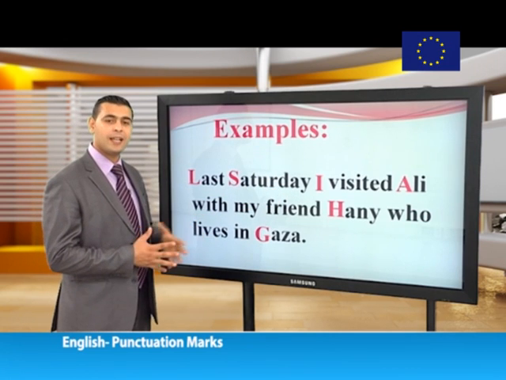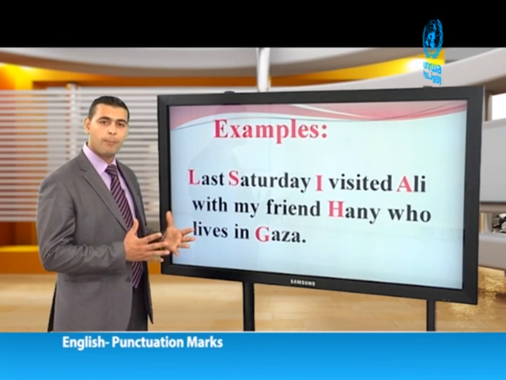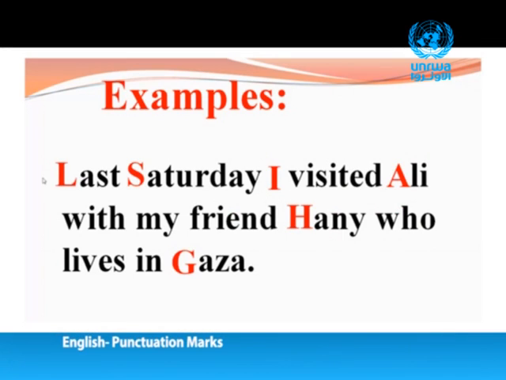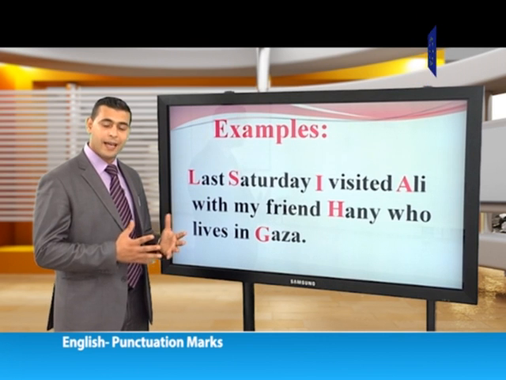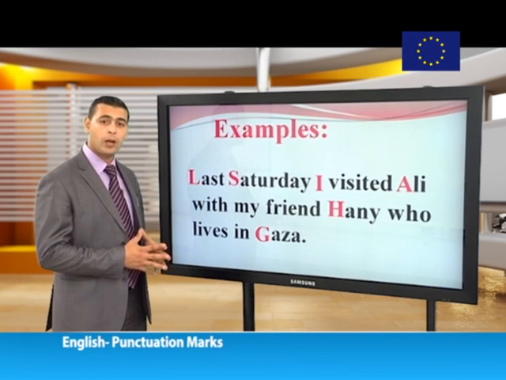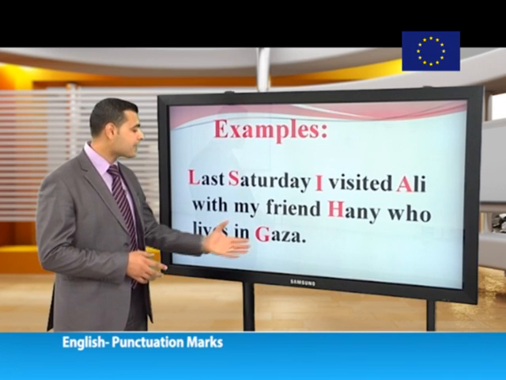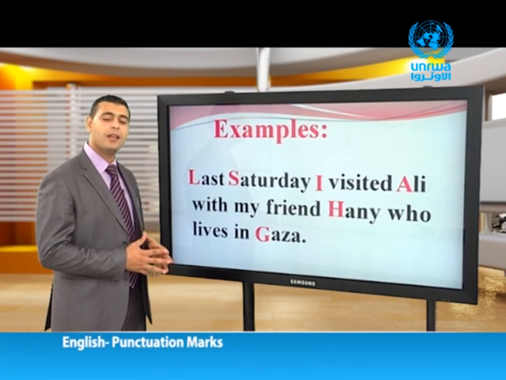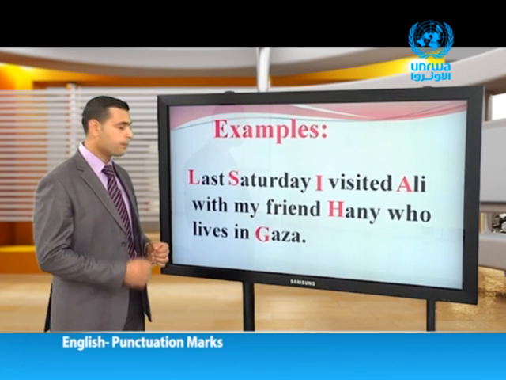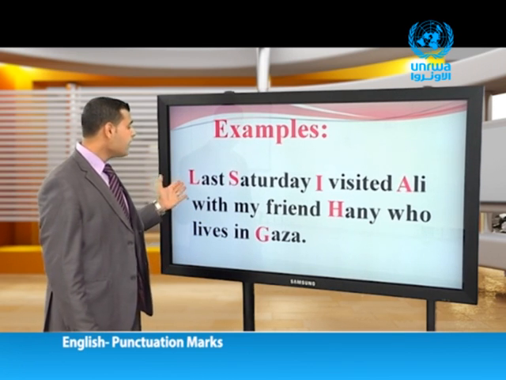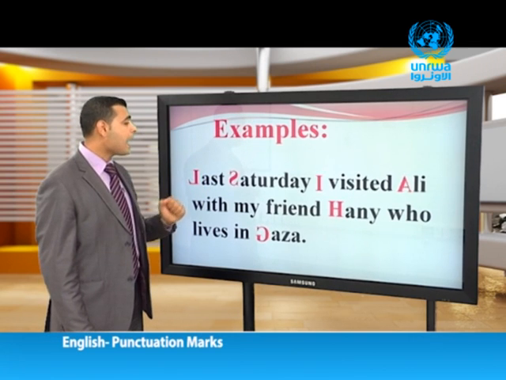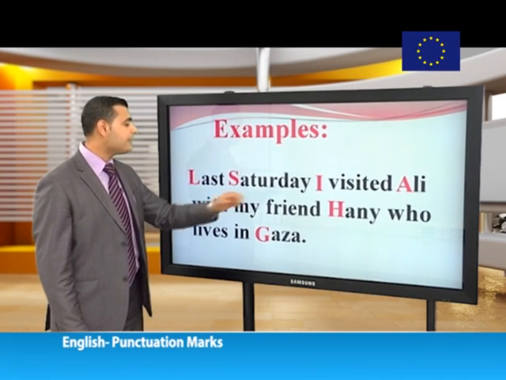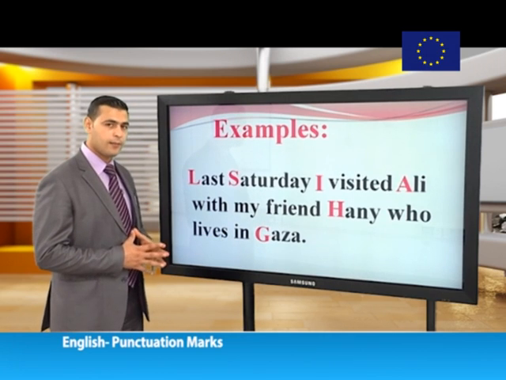I is always capitalized. Ali is a proper name. Also Hani is a proper name. Proper names are always written with capital letters. Here, look at Gaza. Gaza is a name of a city, so it is written with a capital letter as well. Here, last Saturday, I visited Ali with my friend Hani, who lives in Gaza.